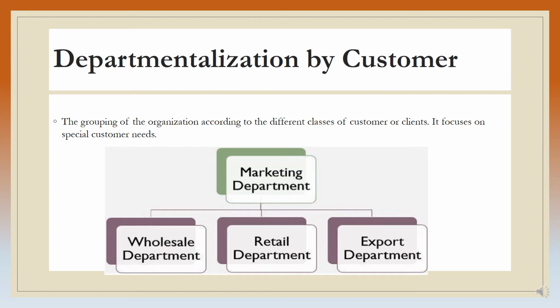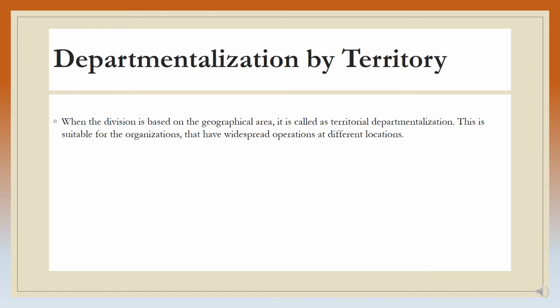Now, an example could be a bank which categorizes its service departments into corporate banking, maybe personal banking, and agricultural banking, targeting the different needs of these customer segments. Or let us say it's a manufacturing company which has got a wholesale department or a retail department or an export department. So according to their marketing department, they have departmentalized their organization. The next is departmentalization by the territory.